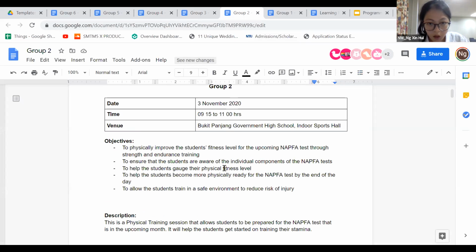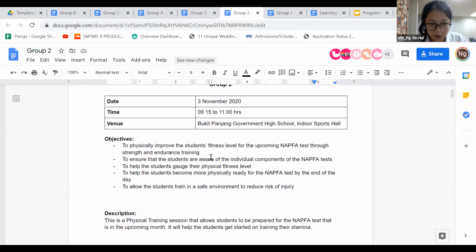So for example, group 2, they also have very specific goals, but it wasn't really measurable, unlike group 3. So you can learn from one another's mistakes.